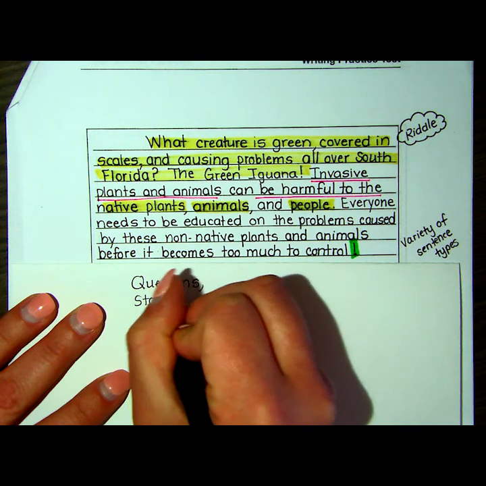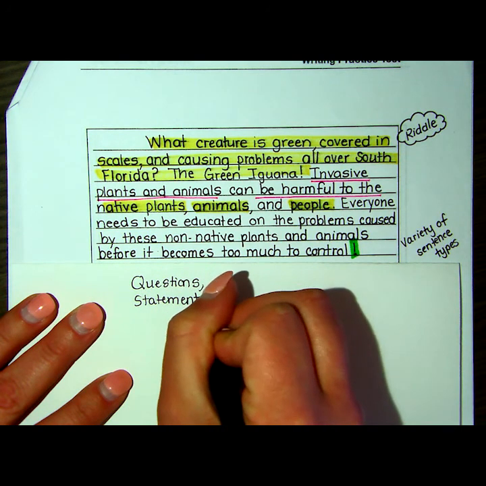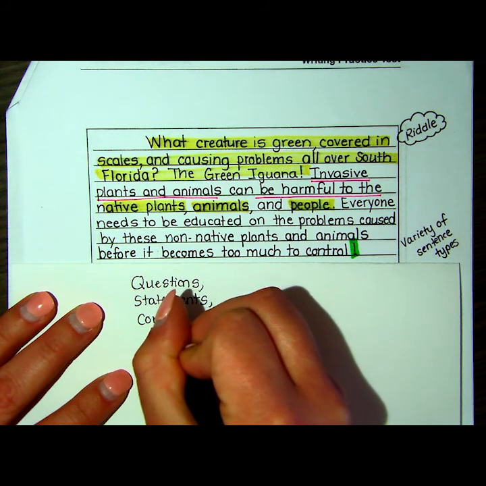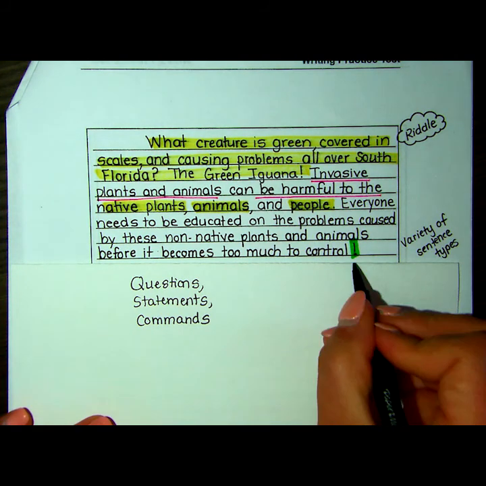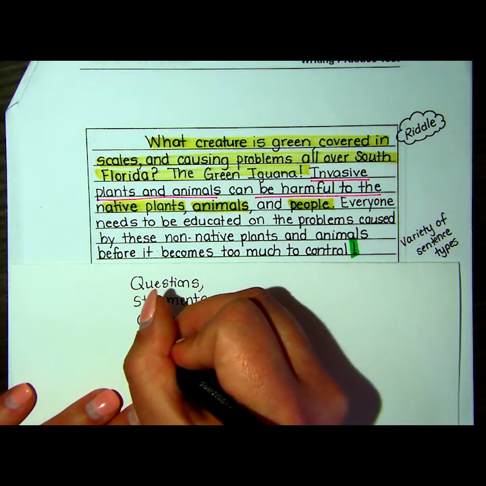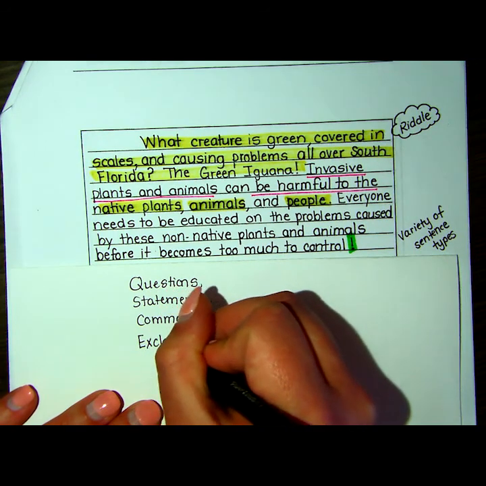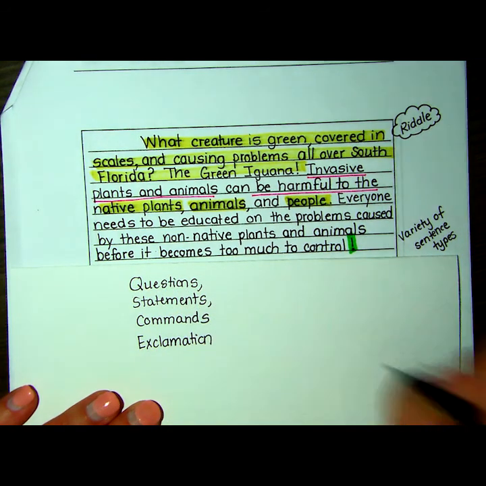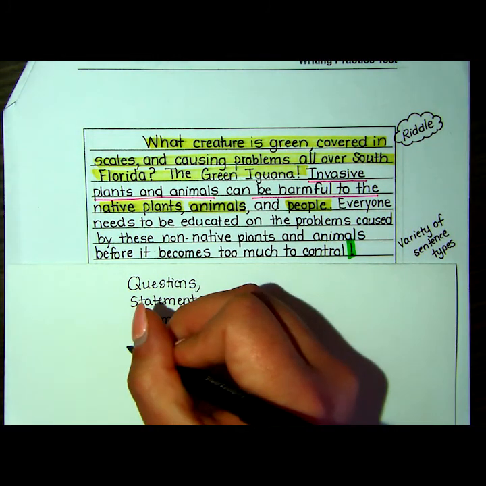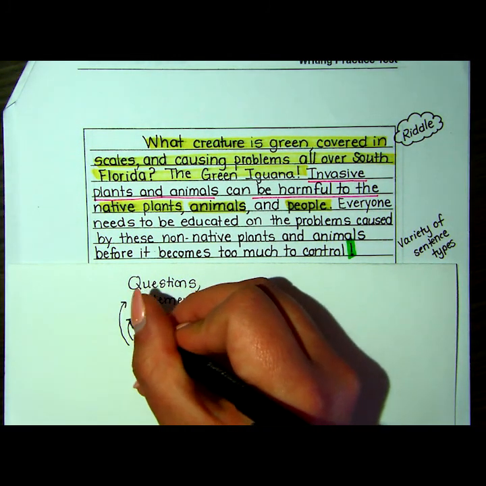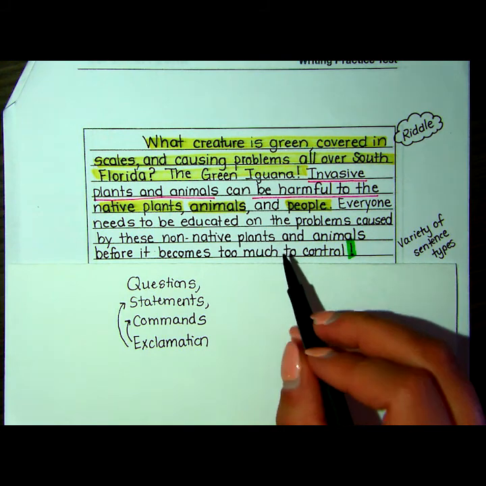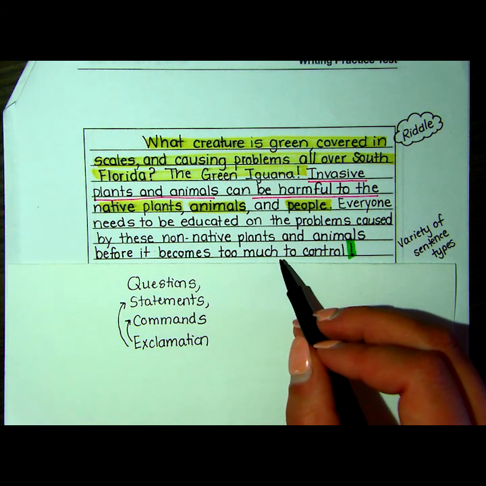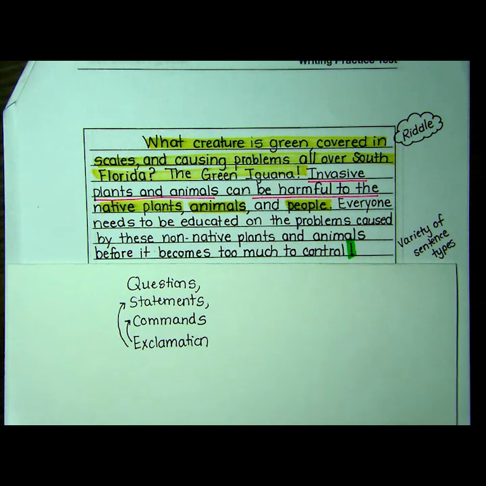statements, commands, and then I've also included an exclamation point here. So we might even call it an exclamation, really referring to more like your statements and your commands. In this example, I'm giving a command, right? You need to become educated before these become a problem and they are out of control. So just including those different types of sentences. All right, guys, today you're going to write your introduction. I can't wait to read them.